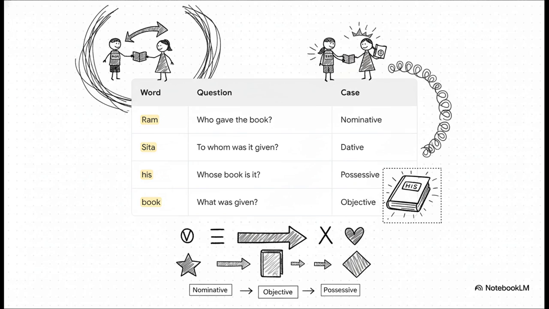It works perfectly. Who gave the book? Ram. That's our nominative doer. What was given? The book. That's our objective, the thing receiving the action. To whom was it given? Sita. She's our dative recipient. And whose book was it? His, our possessive owner. Every single actor has their part to play.